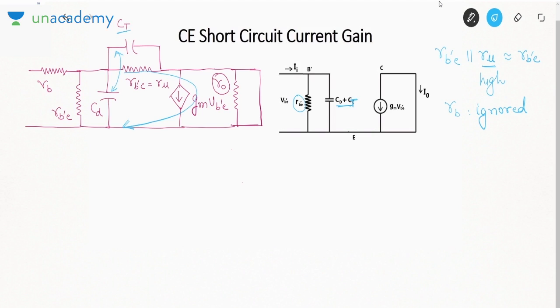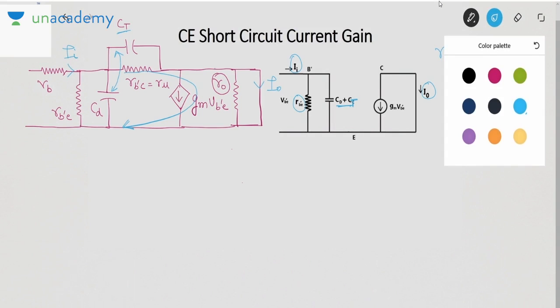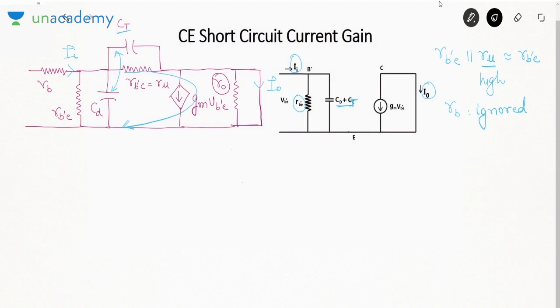Is it fine? Now I want the common emitter short circuit current gain, that is I0 by II. That is, I want to find the current in the short circuit divided by the input current. I want this ratio. Why I want this ratio is to find an important parameter that I'll tell you later. So see, from the circuit you can say I0 is minus GM VB dash E. What about II?